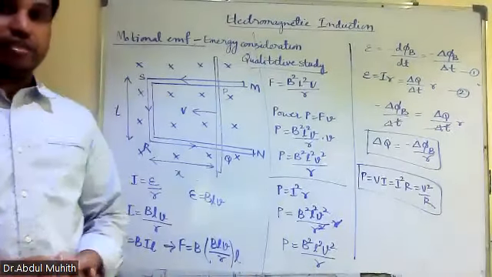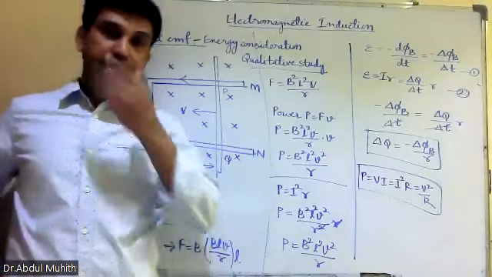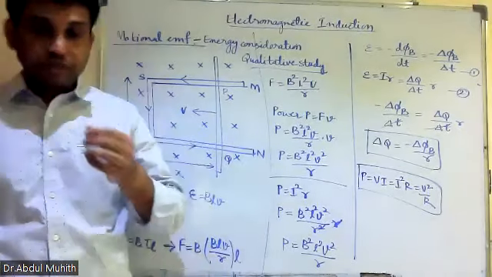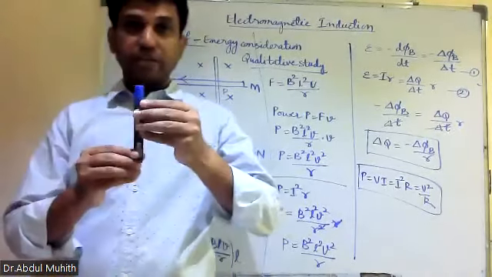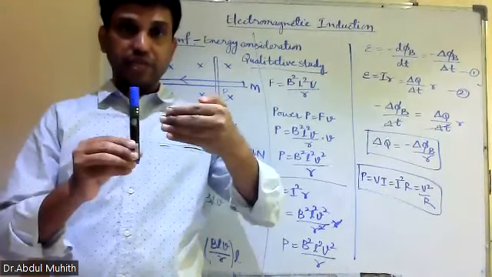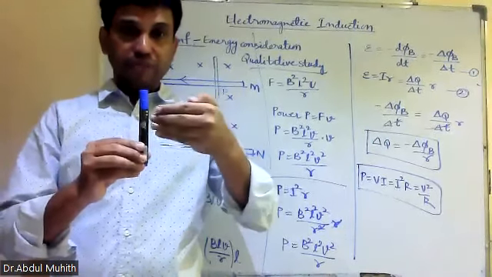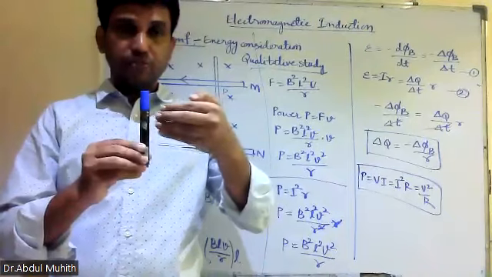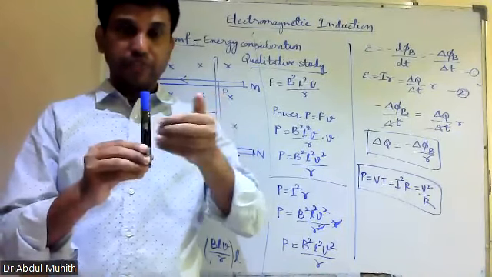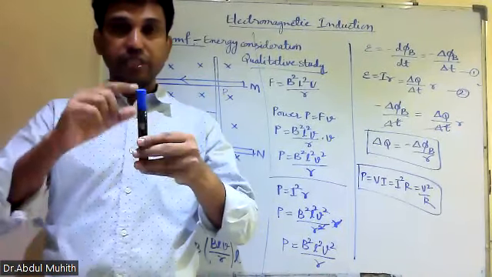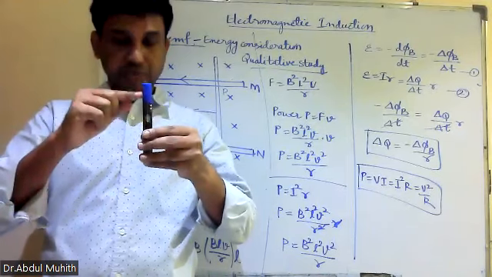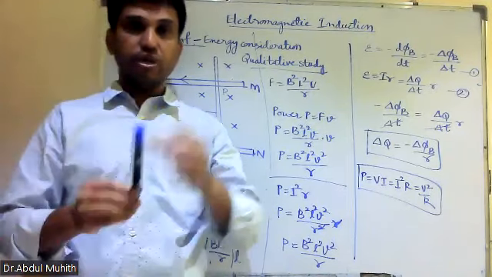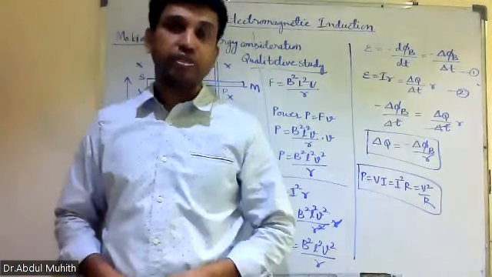Yesterday we started electromagnetic induction. So what is electromagnetic induction? Suppose there is a wire with no current in it, and we take a magnet. We move the magnet, so there is a relative motion between the wire and the magnet. When there is a changing magnetic field, current is induced in the wire. This phenomenon is known as electromagnetic induction.